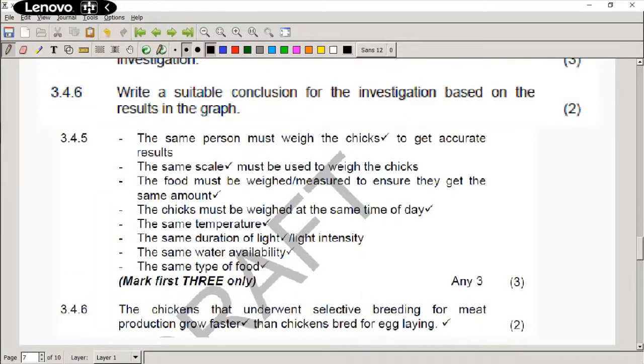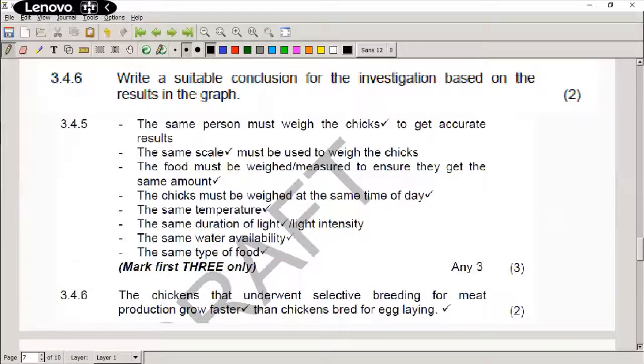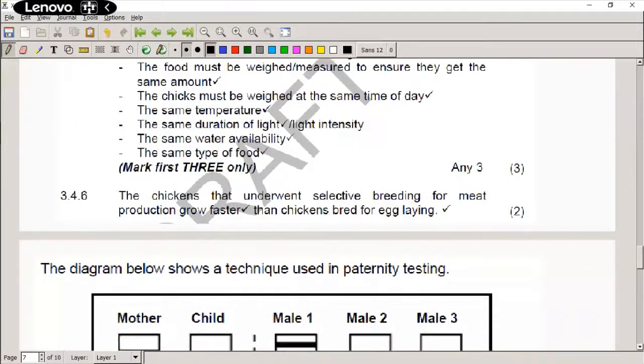And then write a suitable conclusion for this investigation. The chickens that underwent selective breeding for meat production grew faster than chickens bred for egg laying. And that's your conclusion, because then you knew the answer.